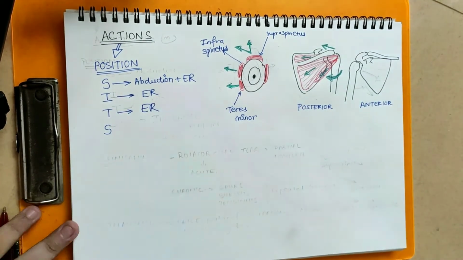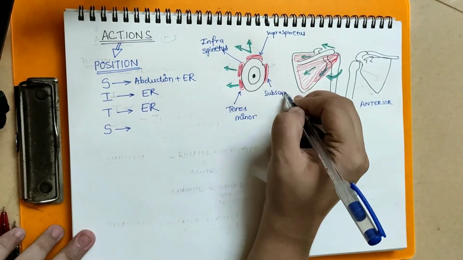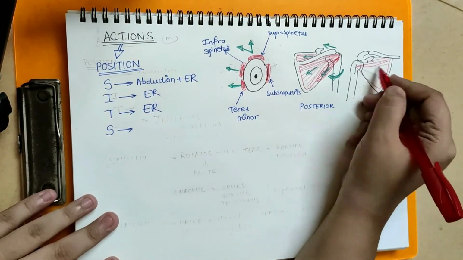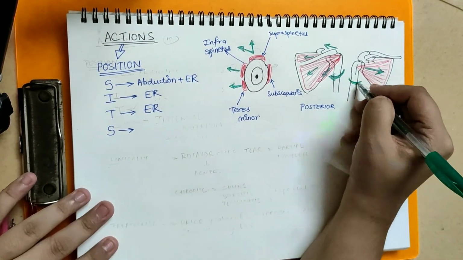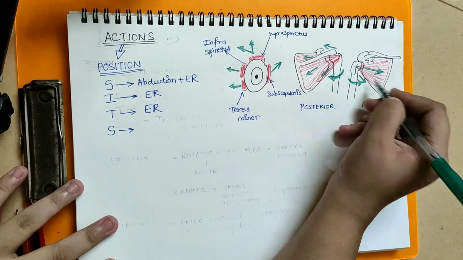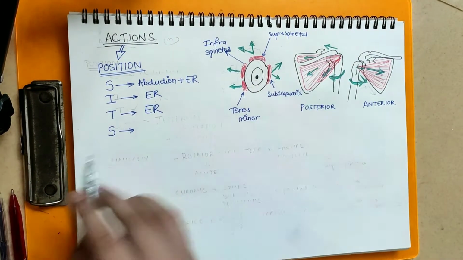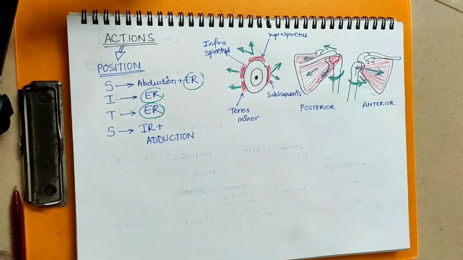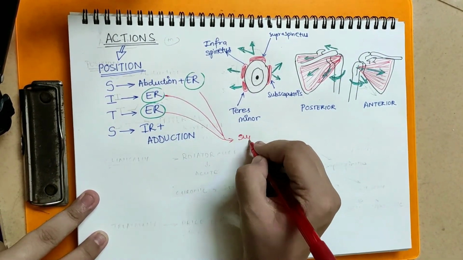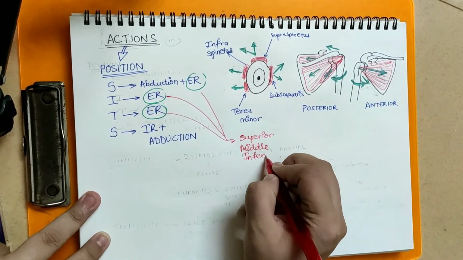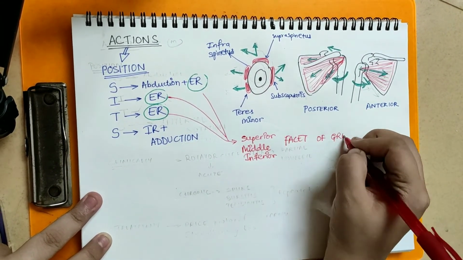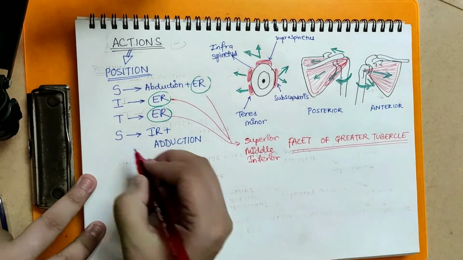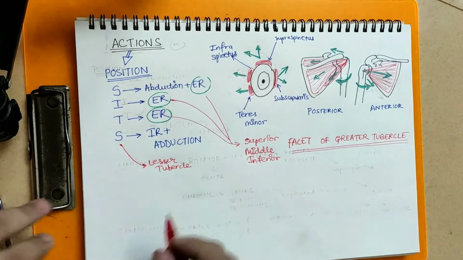The greater tubercle lies anterolaterally. Thus, any contraction of the muscle will cause external rotation. However, the lesser tubercle is anterior, and the subscapularis muscle, when it contracts, causes internal rotation and adduction. The muscles causing external rotation do so because of their attachment to the greater tubercle, and the muscle causing internal rotation and adduction does so because of its attachment to the lesser tubercle.